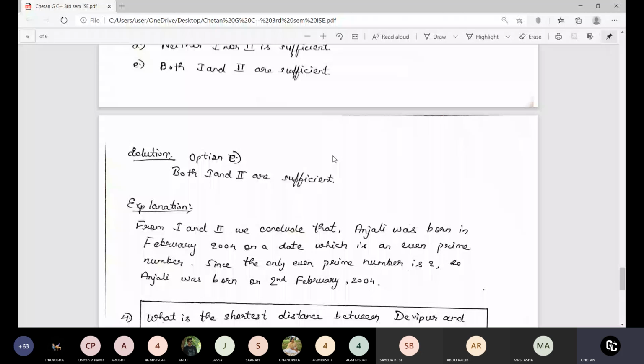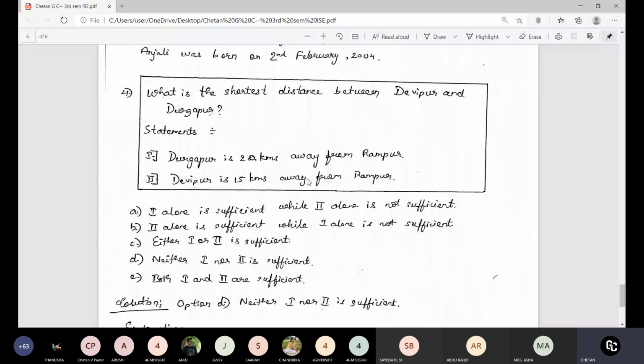So moving on to the fourth question: what is the shortest distance between Devipur and Durgapur? The given statements are: statement 1, Durgapur is 20 kilometers away from Rampur. Second statement says Devipur is 15 kilometers away from Rampur. So in the first statement, Durgapur is 20 kilometers away from Rampur. In the second statement, Devipur is 15 kilometers away from Rampur.